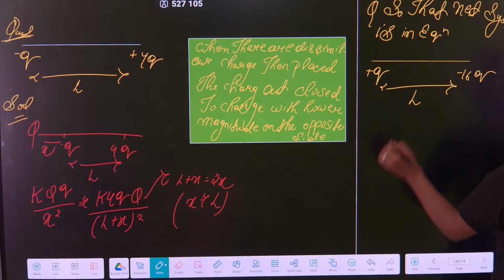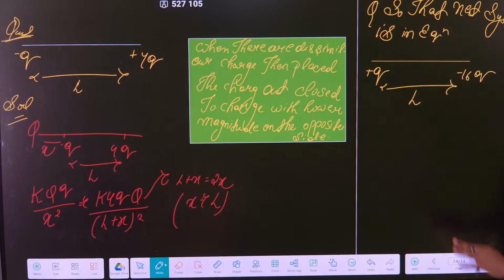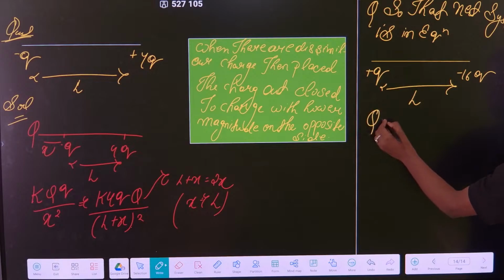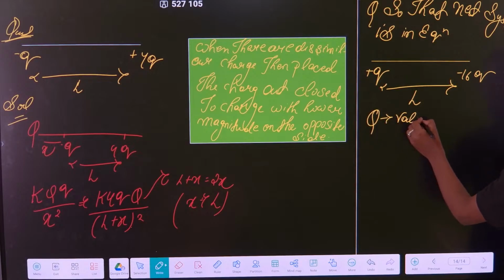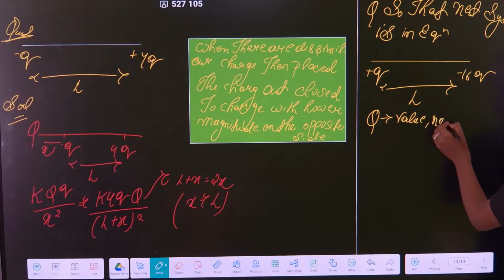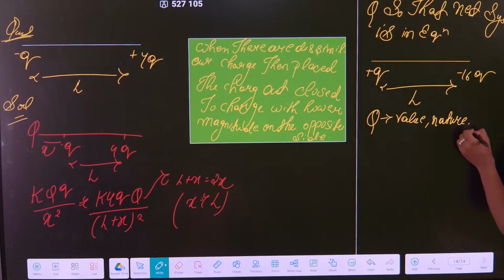I have changed the question. I want the net system to be in equilibrium. It means this charge is also in equilibrium, that charge is also in equilibrium. And you have to tell me the Q value, nature and position, everything. Everything you have to tell me.